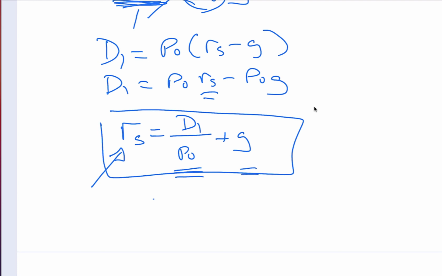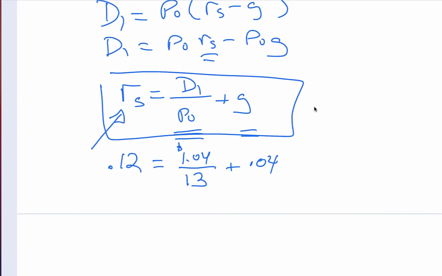And according to the problem that we looked at earlier, we had a problem where this was 12%, and we estimated a price of $13 and a growth rate of 4%, and we had a D1 of $1.04. So rewind back to that problem, and look what we have. The required rate of return, the components of the required rate of return is the dividend yield of 8% plus the 4% growth that you're getting. And there you have it.